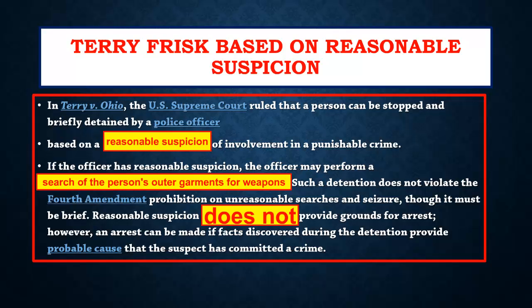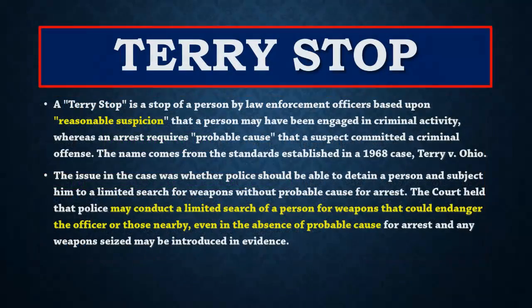Reasonable suspicion does not provide grounds for arrest. However, an arrest can be made if facts discovered during the detention provide probable cause that the suspect has committed a crime. A Terry stop is a stop of a person by law enforcement officers based upon reasonable suspicion that a person may have been engaged in criminal activity, whereas an arrest requires probable cause that a suspect committed a criminal offense. The name comes from the standards established in a 1968 case, Terry v. Ohio.